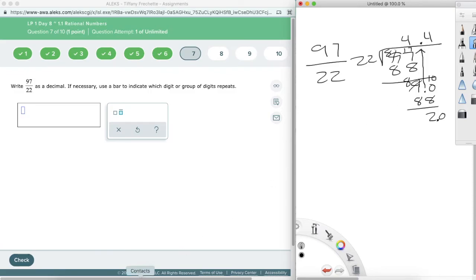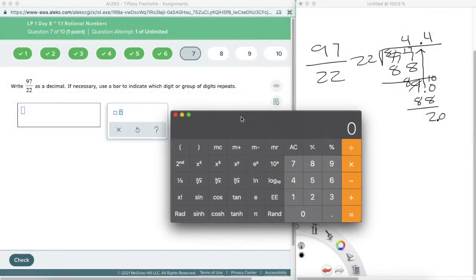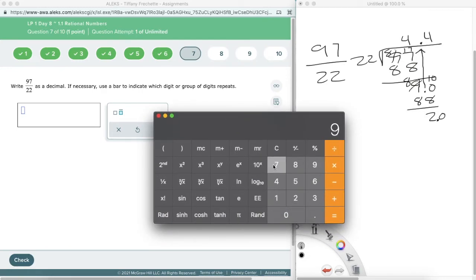So let me grab my calculator. There we are. So if we go 97 divided by 22, let's see what we get. Okay, so we do get 4, and then we would have gotten 0 because we can't go into just 2. So we would have received a 0 there, but the next number we would have had a 9, and then a 0, and then a 9, and a 0. So it definitely would have started repeating. So be careful on this one.